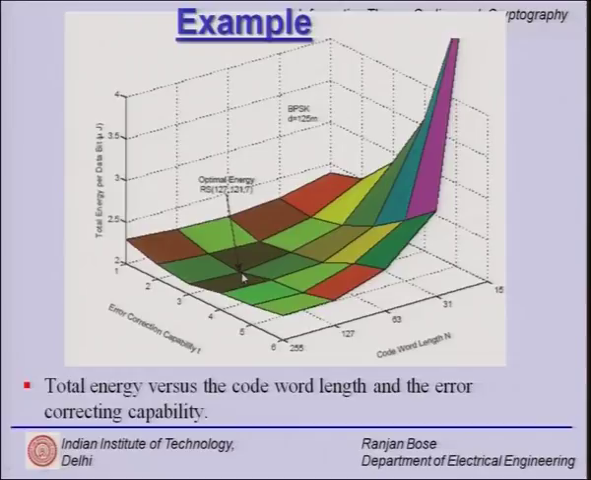So, it is not obvious just by looking at the N and K of a Reed-Solomon code what is the best Reed-Solomon code to pick. It is not just the error correcting capability, because in an earlier table we had plotted with respect to the error correcting capability T. That table is not itself sufficient if you are considering the energy perspective. You have to look at the other aspects of the energy as well.